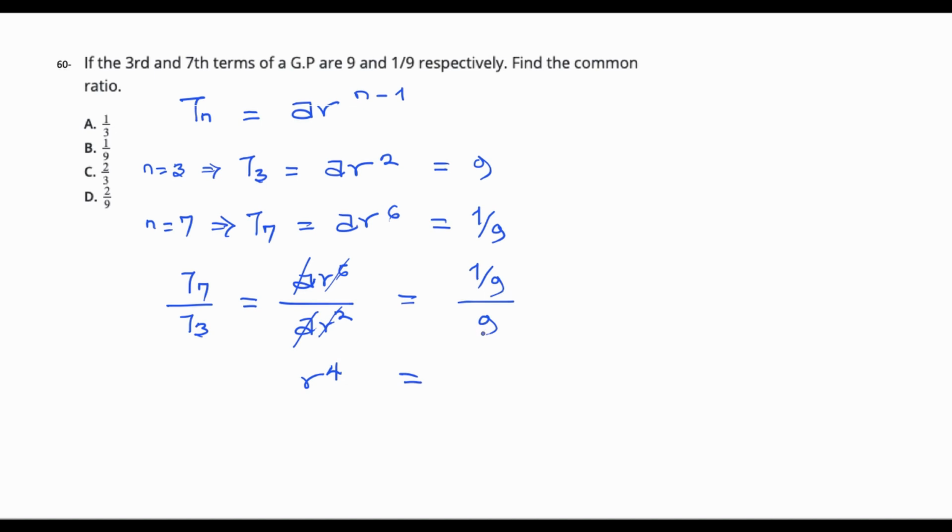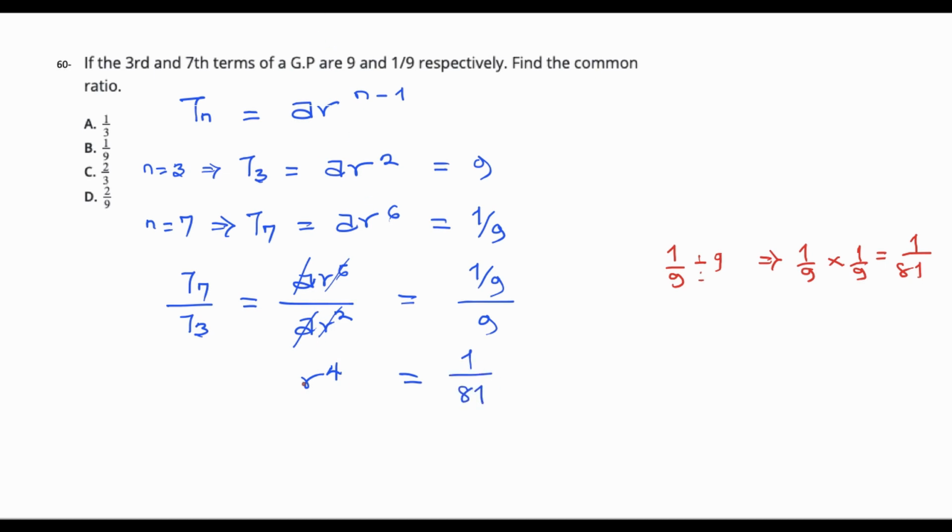Now 1 over 9 divided by 9. If we change this to a multiplication sign and flip this, it will be the same as 1 over 9 multiplied by 1 over 9. And this is equal to 1 over 9 times 9, which is 81. So this is the same as saying R raised to power 4 is equal to 1 over 81.